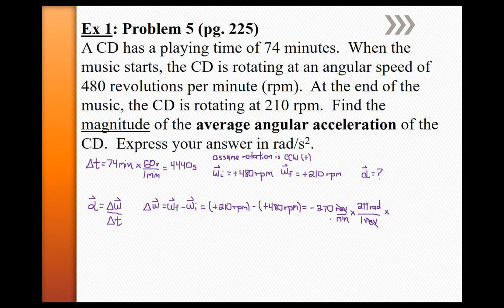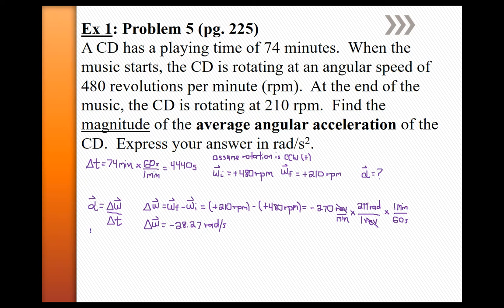And then I want to get rid of the minutes. So in 1 minute, I would have 60 seconds. So that's going to give me a delta omega that would be equal to, if we convert this correctly, negative 28.27 radians per second. Okay, so that's how we do conversion from revolutions per minute to radians per second.